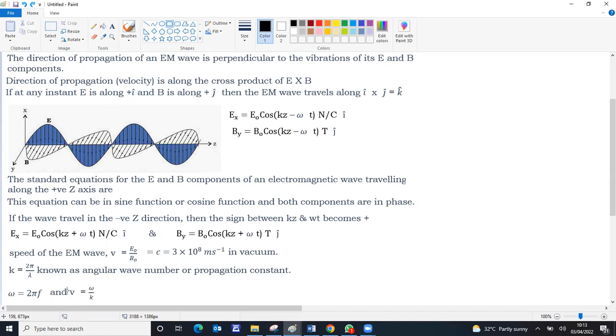If you divide omega upon k, omega is 2 pi f, k is 2 pi by lambda. When you divide this, 2 pi gets cancelled, you get f lambda. f lambda is v, so v equals omega by k. So these are the basic equations we need to know for solving the question.